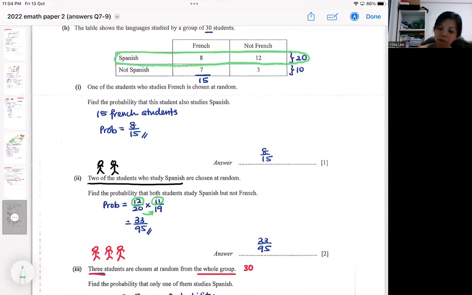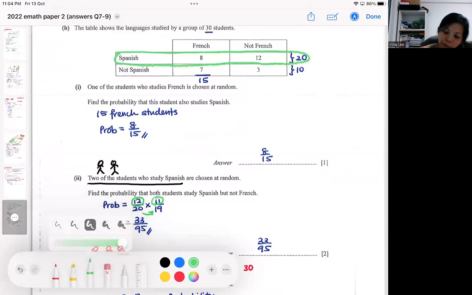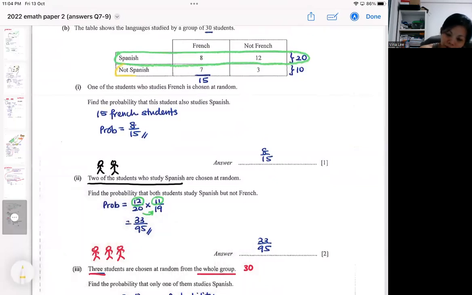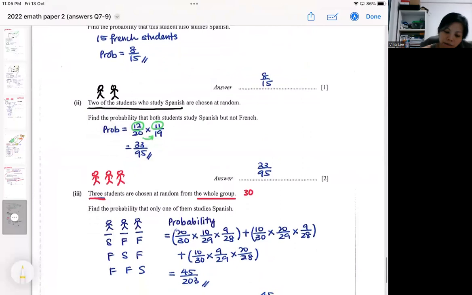So only one of them out of the 3 can be from these 20 people. Then versus the other one here. That means the other 2 persons must be from the not Spanish group. Okay, so not Spanish group, I write it as French. So these are the 3 cases.